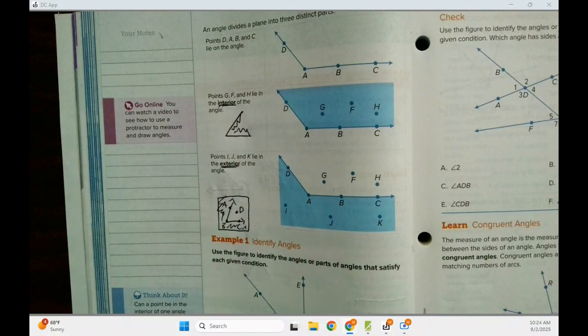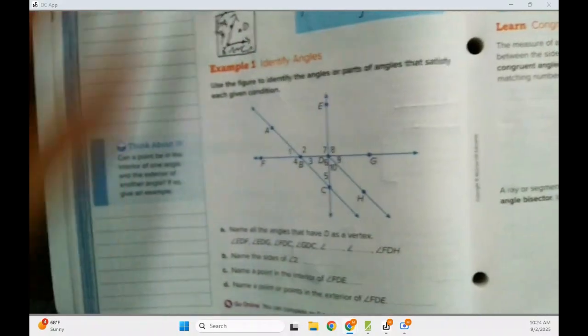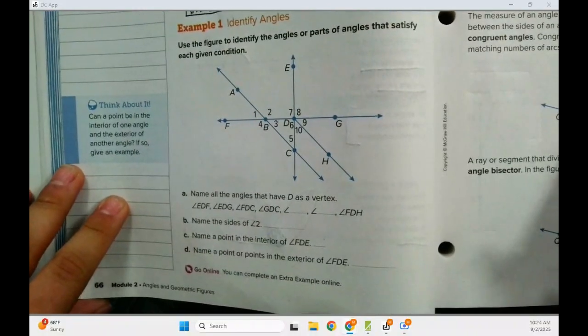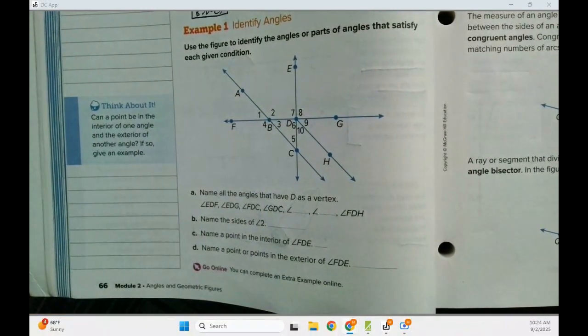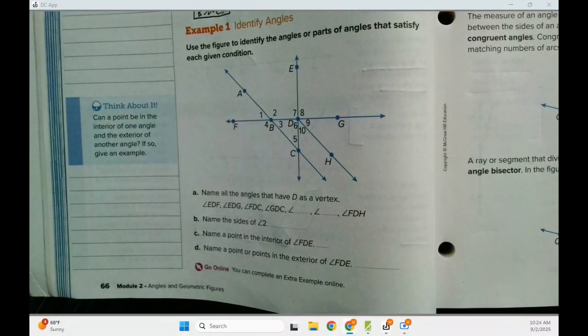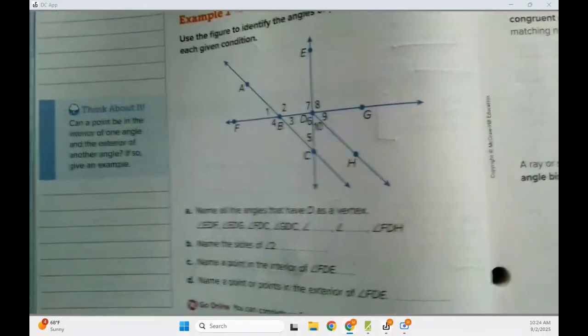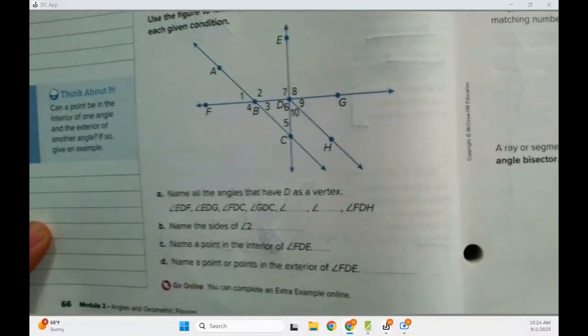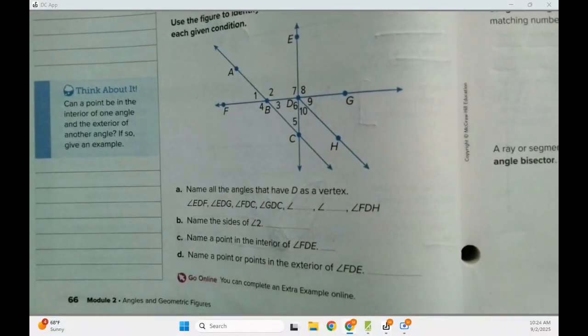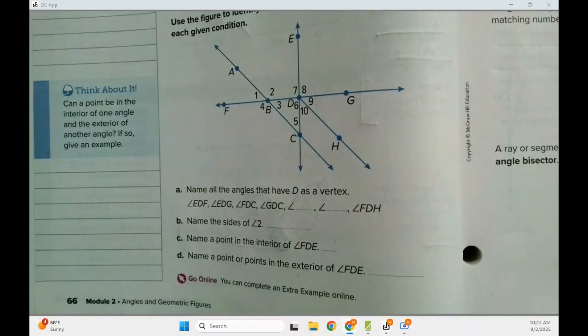Okay, cool. Example 1. Let's actually play around with these labels and words that we've been digging into. Right, example 1. It says we need to use this figure to identify the angles or any parts of the angles that satisfy these conditions. So, here's the picture. Like I said, the point of us having the book was just so that we can have the visuals in common right there in front of us. It says name all the angles that have D as a vertex. So let's think about it.